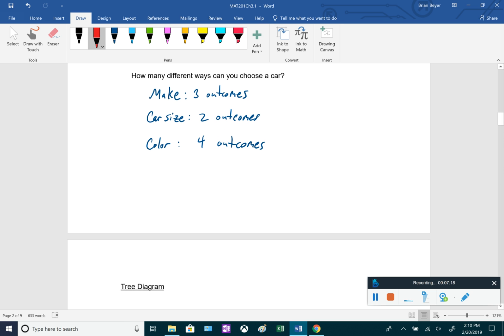So the total number of ways that we can choose a car, which I'm just going to once again write as outcomes, is going to be all of those being multiplied together. Fundamental counting principle. 3 times 2 times 4, so there's 24 total outcomes. There's 24 different combinations for choosing a car given those 3 options.